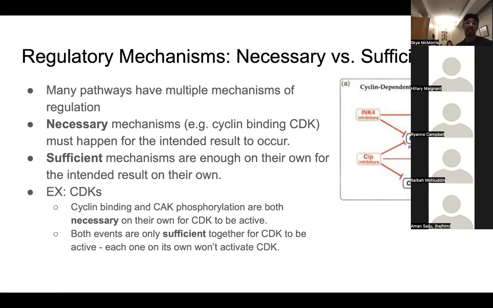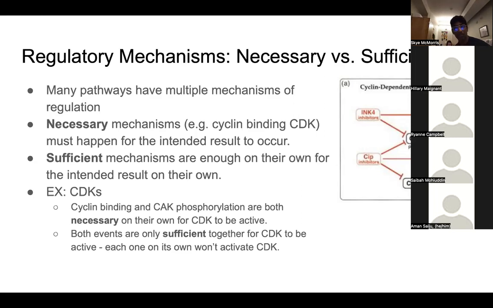So if the intended effect is that you activate a CDK, you need two things to do that. You need cyclin to bind, and you need CAK phosphorylation, right? So only when those two things are both occurring is there a sufficient mechanism for CDK activation. In order for CDK to be activated, you need the cyclin to bind, and you also need the CAK to phosphorylate, so both of those things are necessary. Those two necessary mechanisms together make a sufficient mechanism.